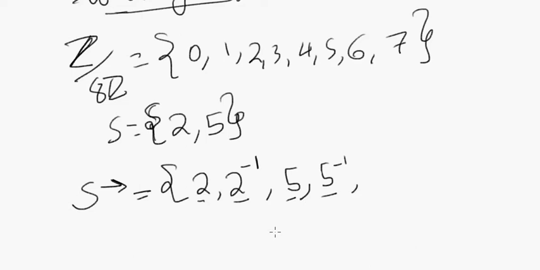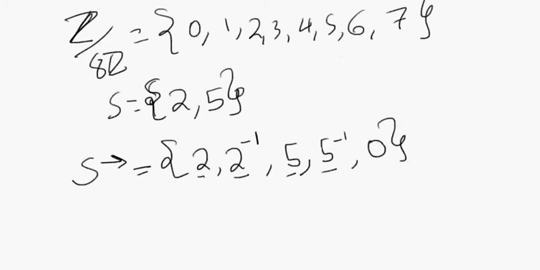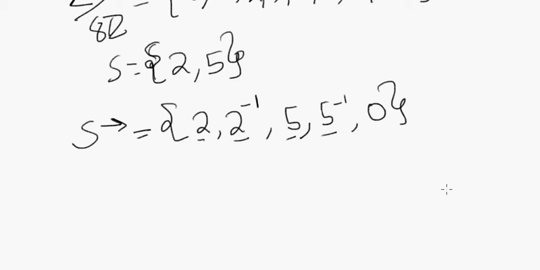Okay, are we done? Mustn't a group also have the identity in it? Well, what's the identity in this case? Isn't it just 0? So are we done then? If we throw in the inverses and we throw in the identity, are we done?